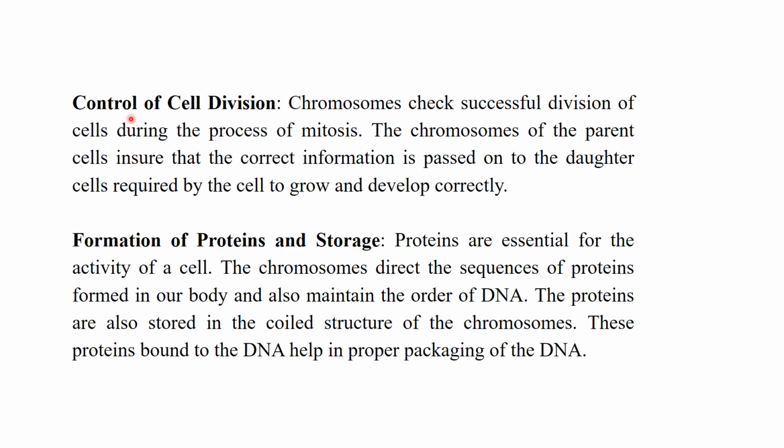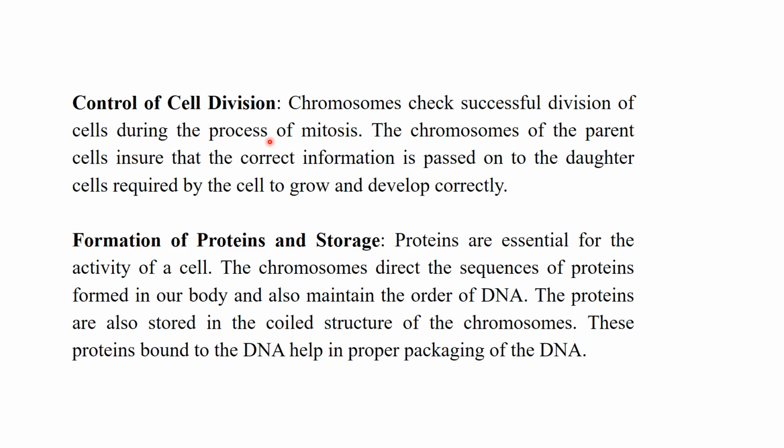Control of the cell division is also under the control of chromosome. When and how the cell have to divide, सेल ने कब और कैसे डिवाइड होने, उसकी सारी इंफॉर्मेशन डीएनए में इनकोडेड है. अब क्रोमोसोम में जो जीन्स हैं वो when it requires to express, then the gene will express and the cell will undergo the process of the division. Chromosome checks successful division of the cells during the process of mitosis. There are different type of checkpoints that will be discussed in the cell cycle.